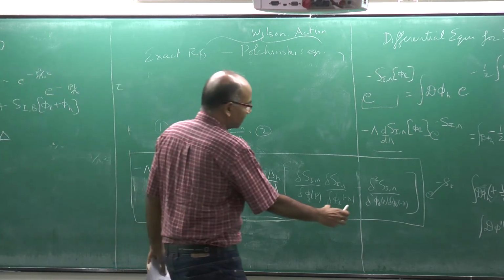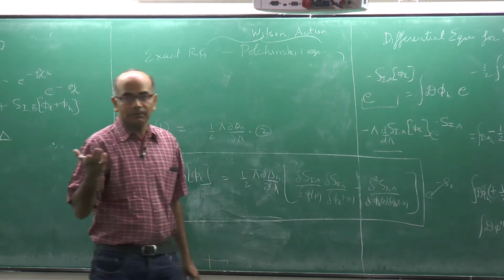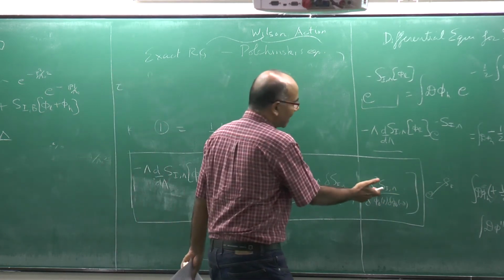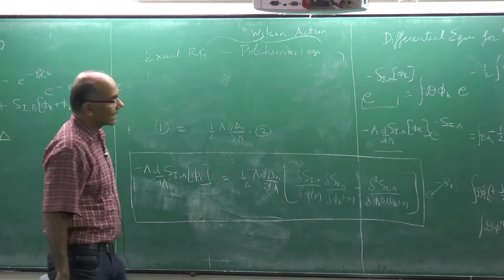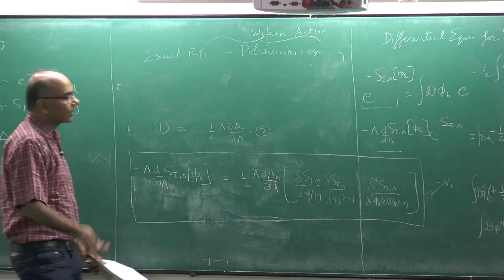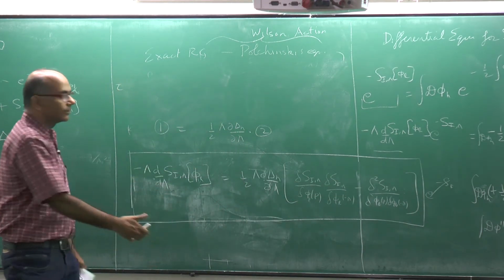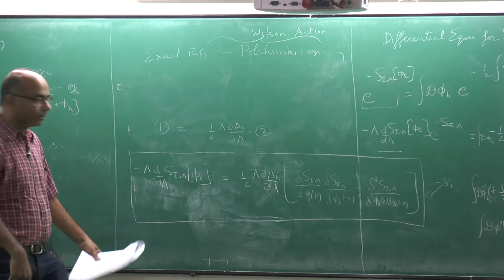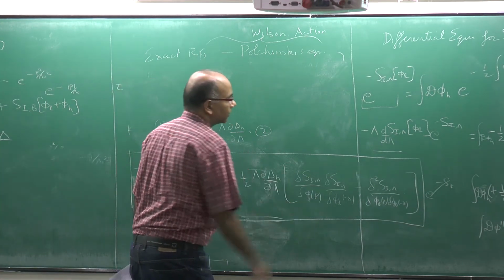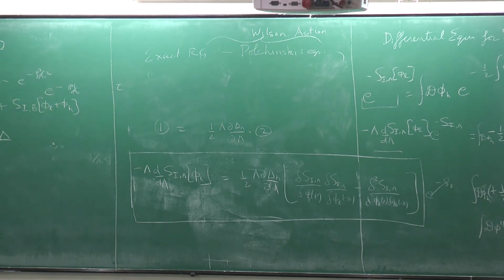You can see this is your interaction. So what you have to do is solve the differential equation. You start with some action at lambda equals lambda naught. When lambda equals lambda naught, this is your bare action. You solve the differential equation and evolve in lambda, and you see how this changes. So you have an initial condition and an evolution equation, and you solve it.